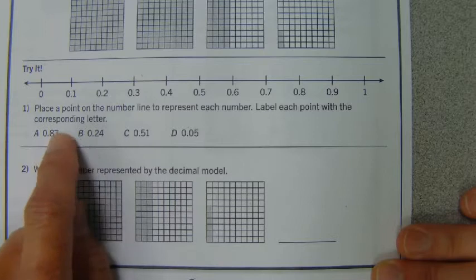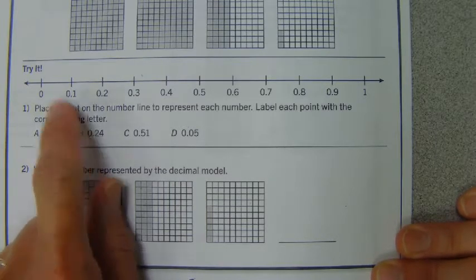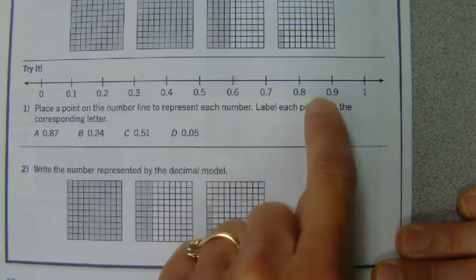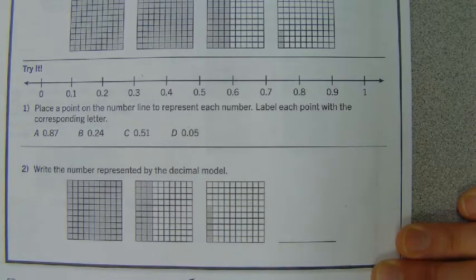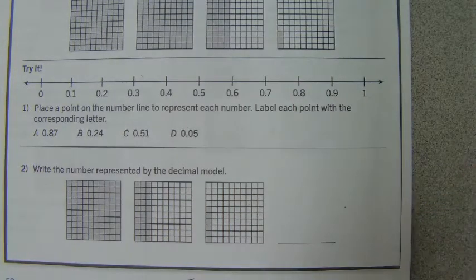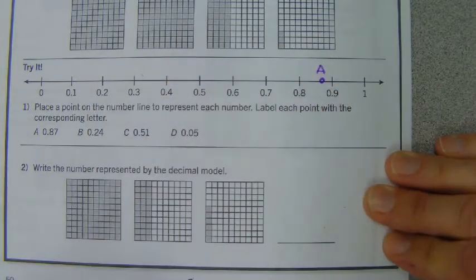To find 87 hundredths, I have to think there's 8 tenths and then some more. So I go to 8 tenths, not quite 9 tenths, so I'm going to put a point to represent 87 hundredths before 9 tenths. So that would be point A.